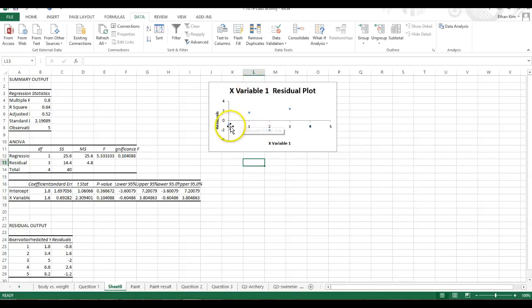Alright, so some of them are negative, some of them are positive, and there seems to be a pattern like that, but we can't really tell because there are only 5 observations. But if you have a lot of observations, it will be much easier for you to tell if it's random or if there is a pattern.